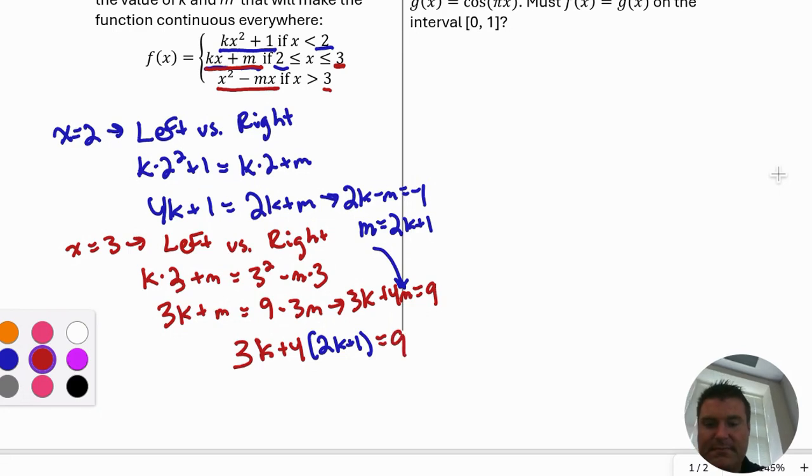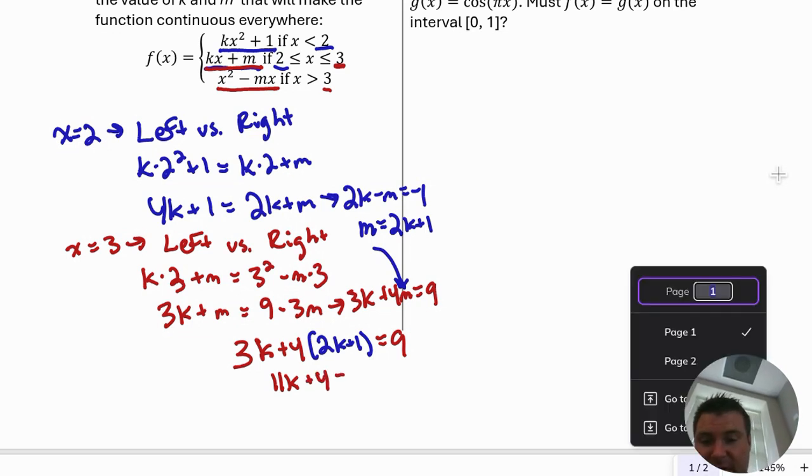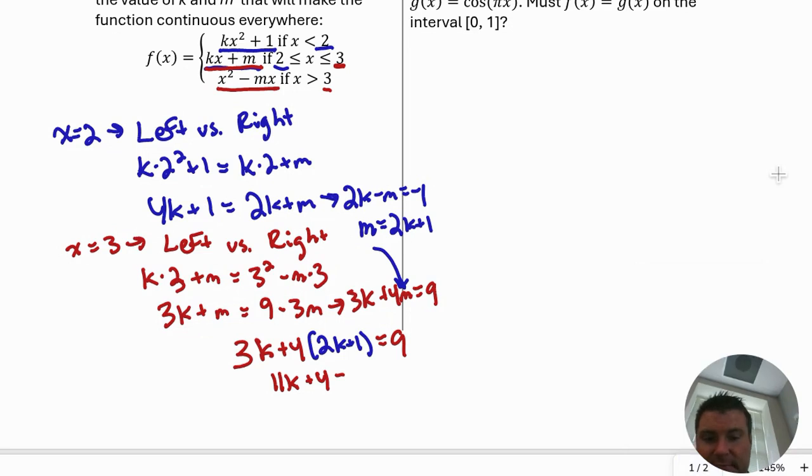equals 9. So now we solve. I'm going to end up with, on this side, 3k plus 8k, which is 11k, plus 4. That's me distributing that all the way through and combining like terms, equals 9.